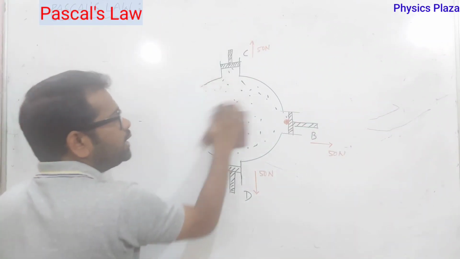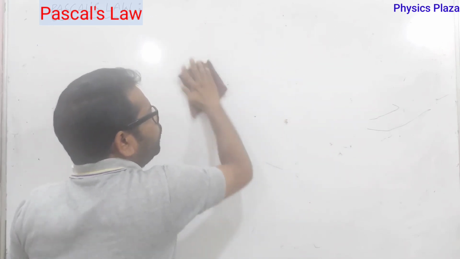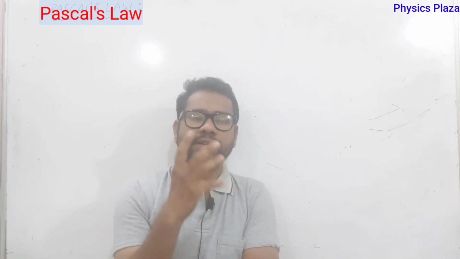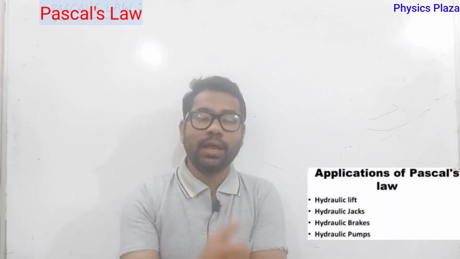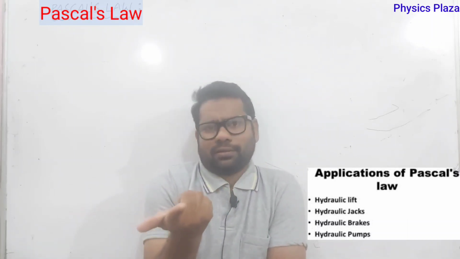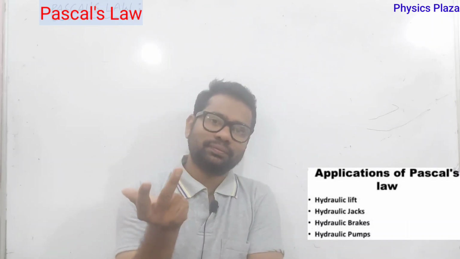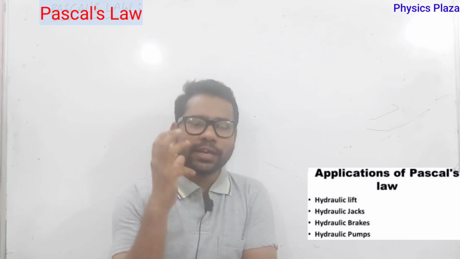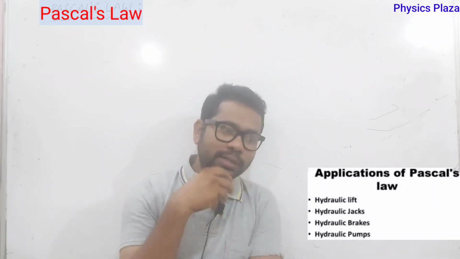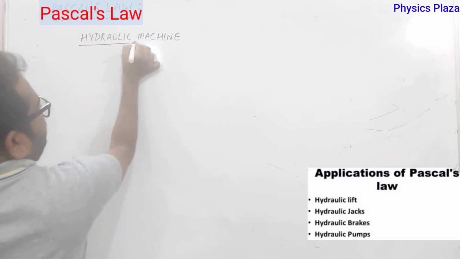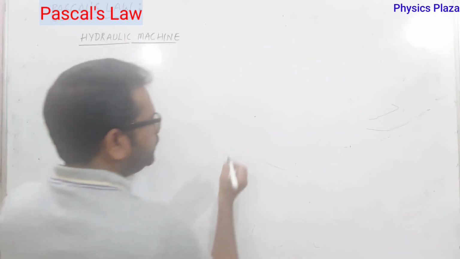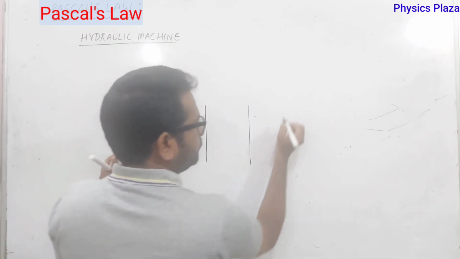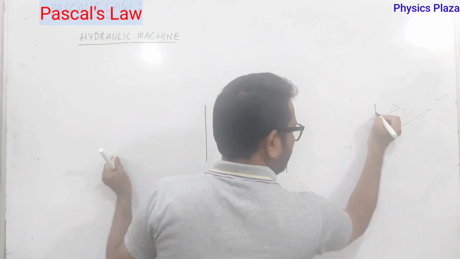Especially, children, hydraulic machines work based on this. What are the applications of Pascal's law, children? In examination, it's a direct question: mention the applications of Pascal's law. What you can write: hydraulic lift, hydraulic jack, hydraulic press, hydraulic brakes. These are the applications of Pascal's law. Now let us try to understand the principle on which a hydraulic machine works. Children, you can see two vessels or two containers.